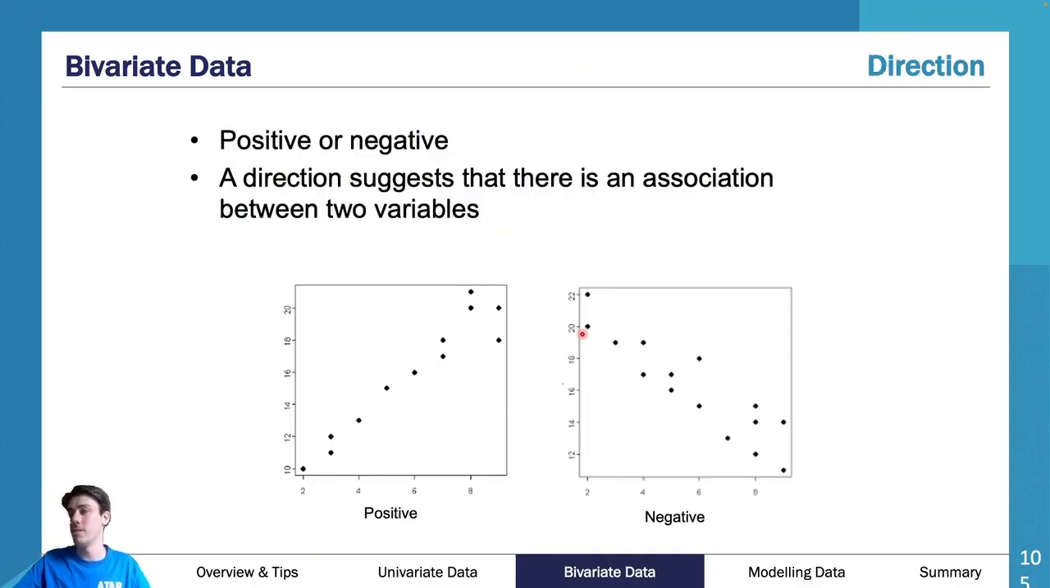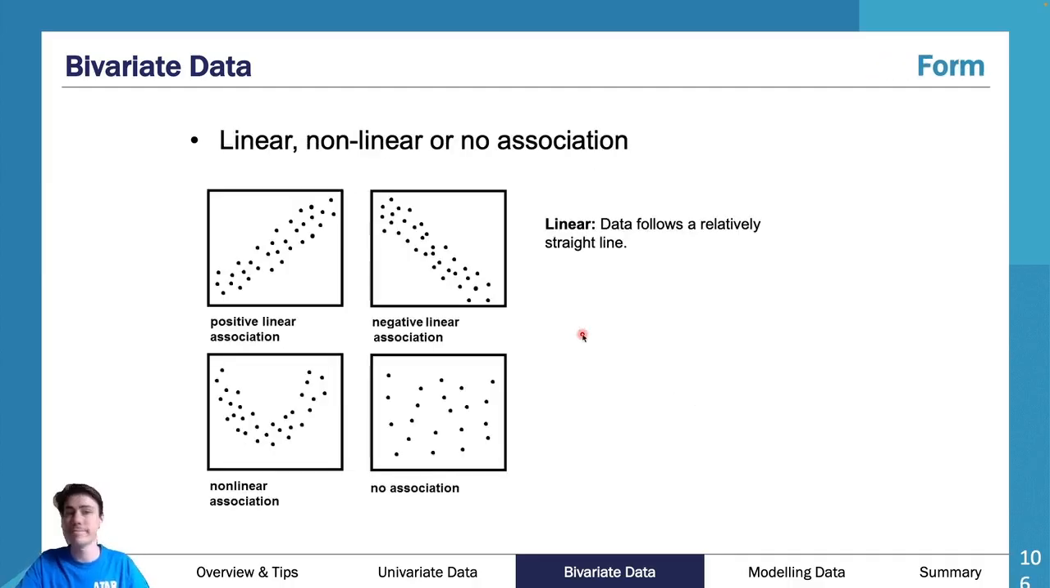So as you can see here, you've got a positive one on the left and a negative one on the right. So you can technically say positive or negative from just looking at it. Your R value gives you more of your strength, but you can do both from your R value. And then you've got your form.